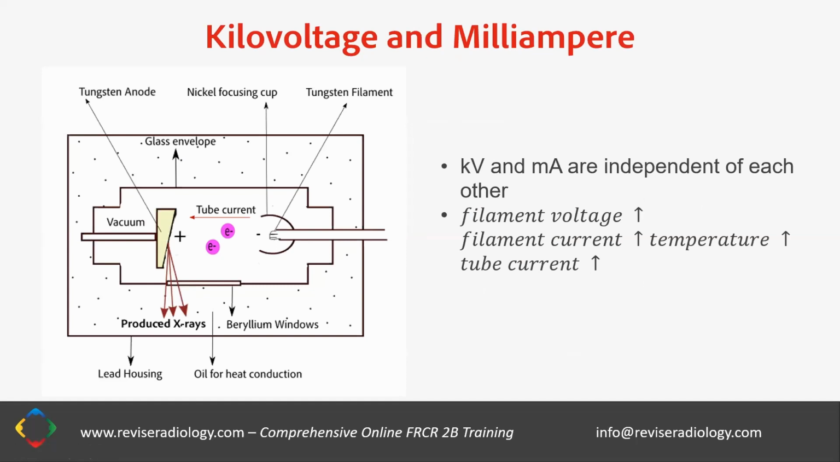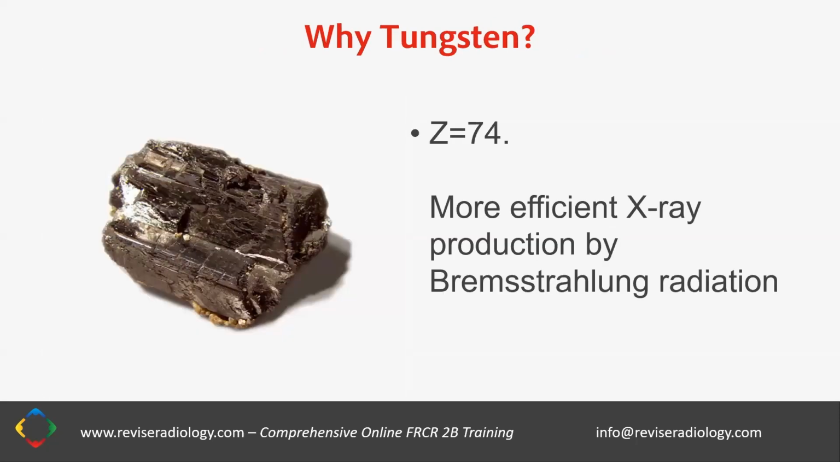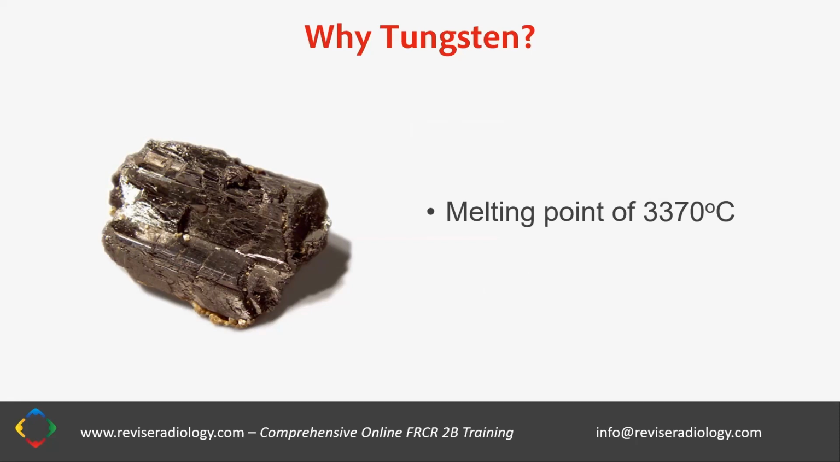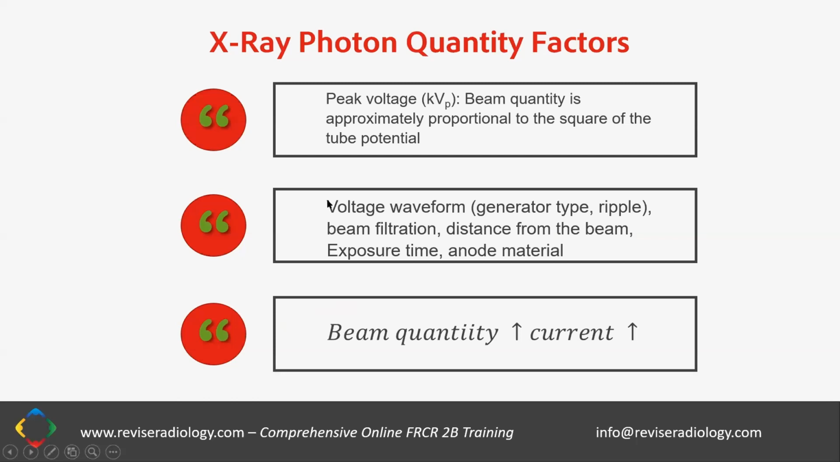So just before we move on to a few more of the details of the construction of the X-ray tube, we'll briefly touch on why tungsten is chosen as the material for the anode. Tungsten has a very high atomic number of 74, which means more efficient X-ray production by bremsstrahlung radiation. Don't worry about this too much right now. We'll be discussing bremsstrahlung radiation in depth on the next webinar. And very importantly, it has a melting point of 3,370 degrees Celsius, which means that we can give a very high voltage to the X-ray tube without worrying about the tungsten anode evaporating, which would of course destroy the device and stop the X-ray production.